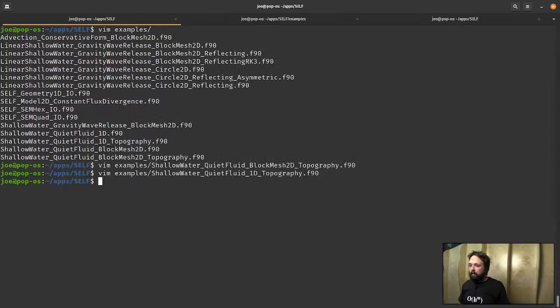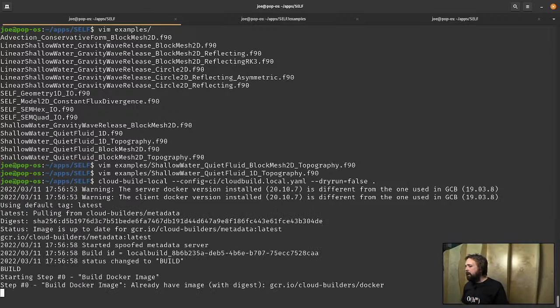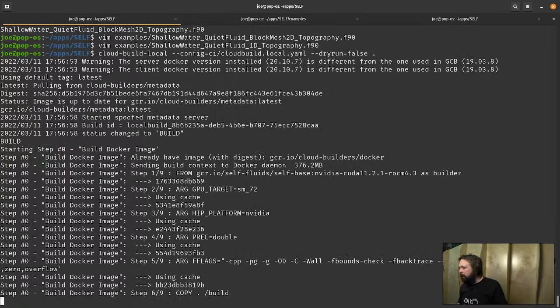Okay. So again, if you're thinking of developing for SELF and you add new models, it's good to add an example that exercises that model. This is how you do it. You define it under the examples directory, you add it to that list in make.include, and then you can check things by running that cloud build local pipeline, which again will only exercise things on the CPU.